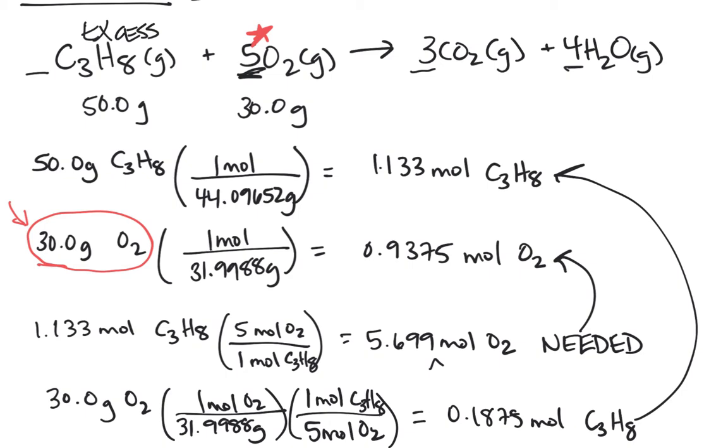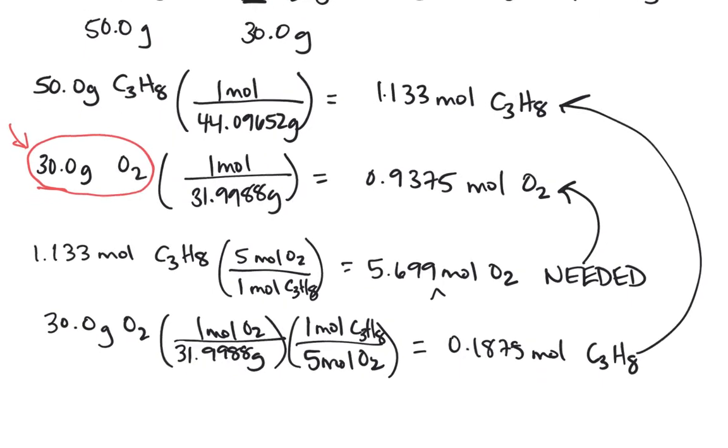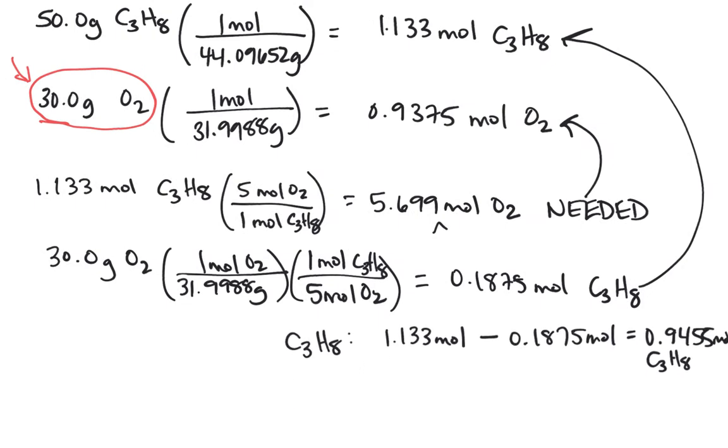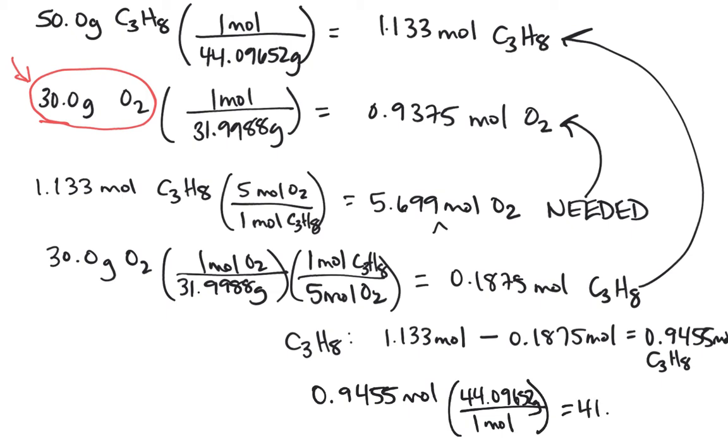And we can calculate how much excess, actually. So to do that, we're going to say, okay, well, we have 1.133 moles of C3H8. We're going to use 0.1875 moles. That means that we have an excess of 0.9455 moles of C3H8. How much is that going to be in grams? So to get from moles to grams, we're going to go, okay, 0.9455 moles times 44.09652 grams over 1 mole is going to give us 41.69 grams of C3H8 left over, okay? So that's how much C3H8 is going to be in excess, okay?